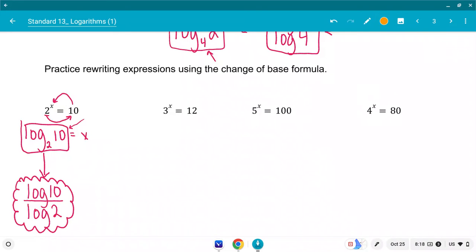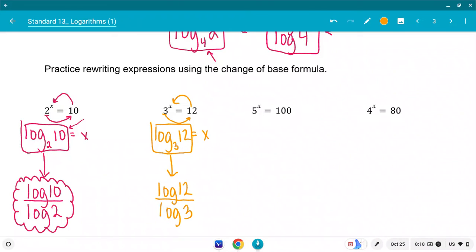That is how you do the change of base formula. Let's try another. Log base 3 of 12 equals x. We cannot type this into our graphing calculator. So we use the change of base formula, log of the big number over log 3. This is what we type into our graphing calculator or to Desmos.